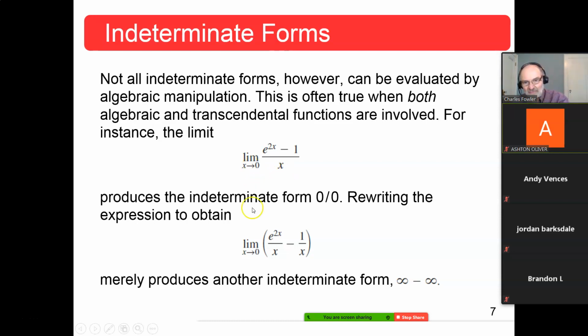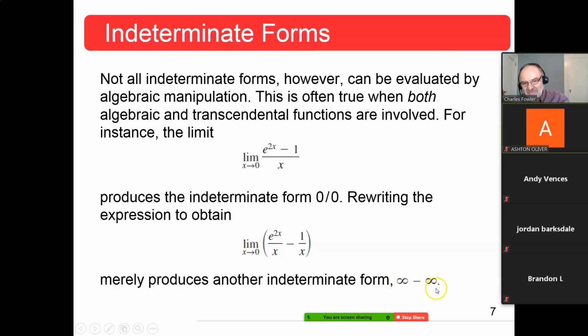Now they try another way, and they say, well, let's do e to the 2x over x minus 1 over x. Well, e to the 2x over x is an infinite expression over x, which is an infinite expression. I'm sorry, this is e to the 2x as x is going to 0. That would be e to the 0, which would be 1 over 0 minus 1 over 0. Hey, that's infinity minus infinity. That doesn't help us any. But that's another indeterminate form.